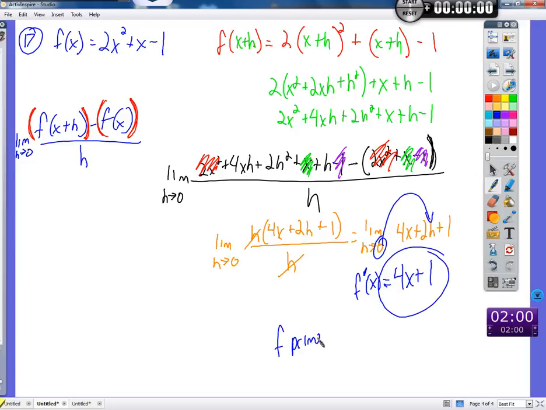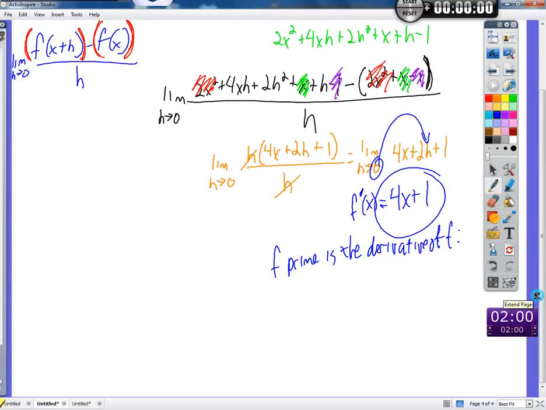f prime is the derivative. So if you bring out a prime, yep. Right, and you're talking about the derivative of the function. That's right. So f prime is the derivative of f, so what does that mean? It's the derivative of what? The function. It's the slope at any point on f. Well, okay, it isn't the slope itself, but it's a way to find the slope.